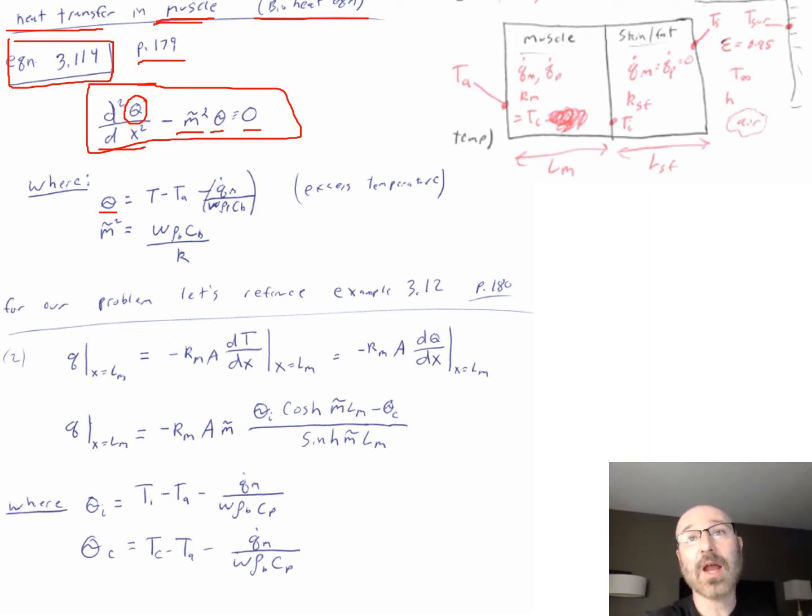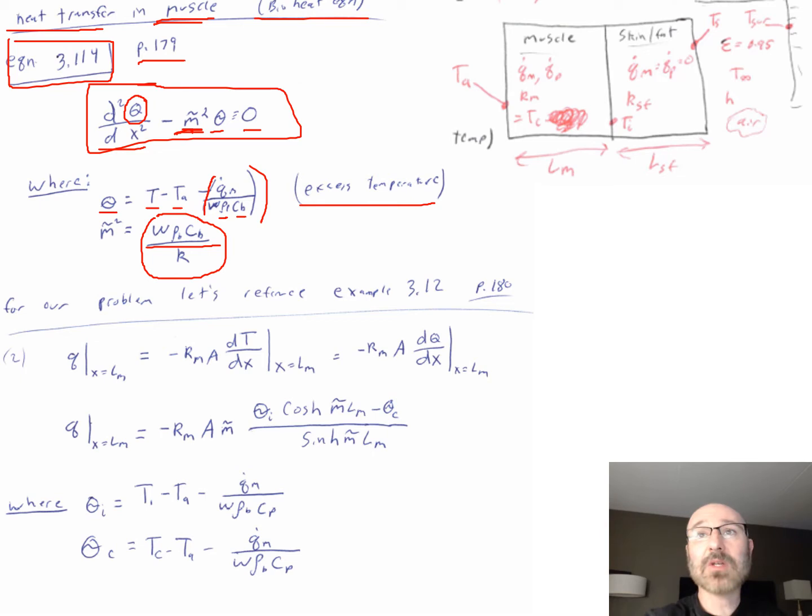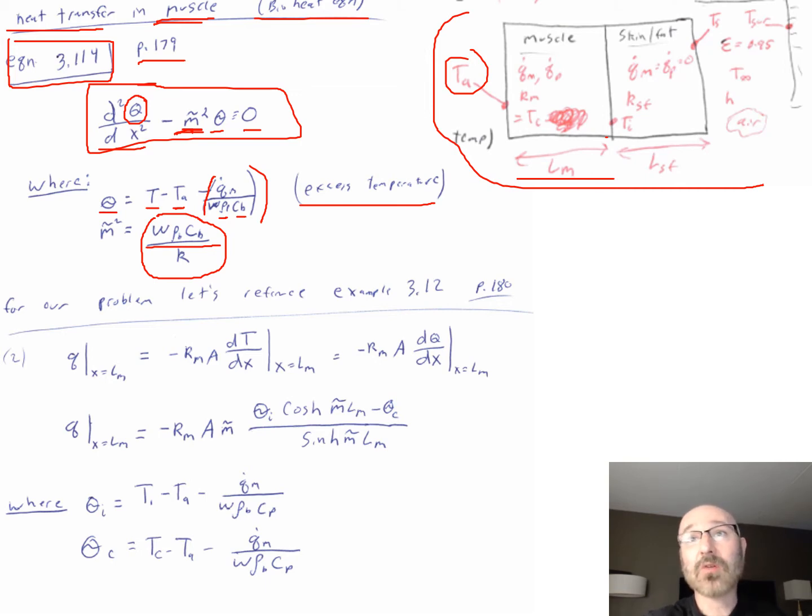What we have for theta, or our excess temperature right here, is our T minus TA, minus now this Q dot M over our omega rho B times CB right there. And now for our M tilde squared relationship here, we have omega times rho B CB all over our thermal conductivity K. And we can relate back to our diagram, which I've shown back up here again. So now we're going through that muscle layer right there. So we can see there's our TA that we're using right there to get to our other temperature over here, T. And we can see, okay, there's our thickness of our muscle layer right there. Then we have our other terms, our K sub M right there that we're going to plug in. So this is our general equation right here, 3.114.